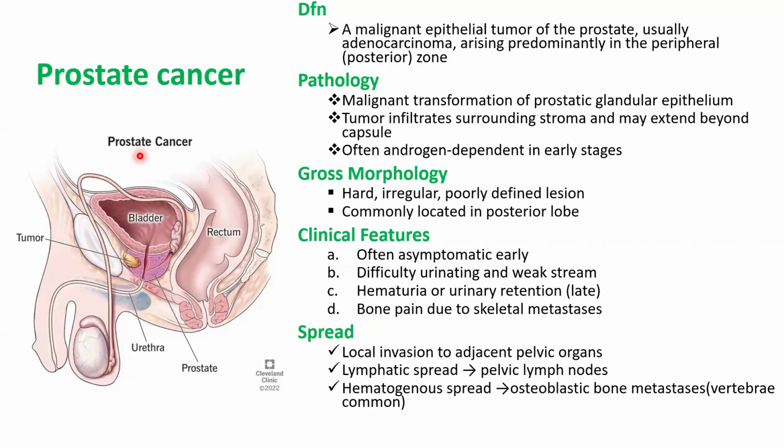Then all tumors spread using these three ways: local invasion to the adjacent tissues, lymphatic spread through lymph nodes, and hematogenous spread. Hematogenous spread is using blood vessels, most of the time veins. That is osteoblastic bone metastasis, the vertebral column. And yes, so this is prostatic cancer, as you can see here.